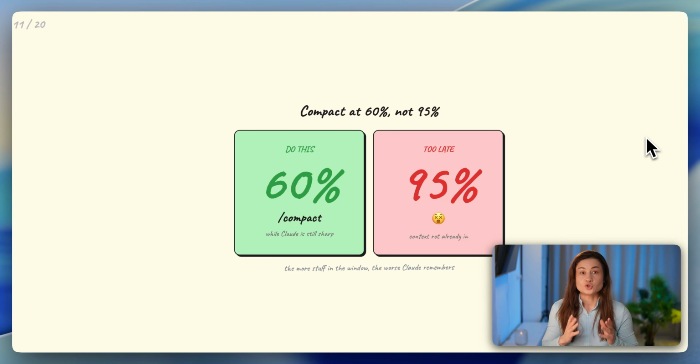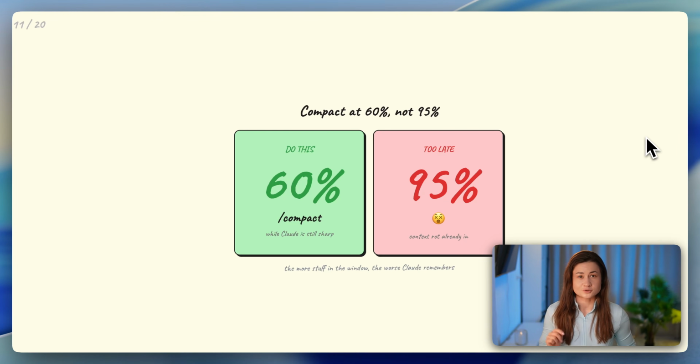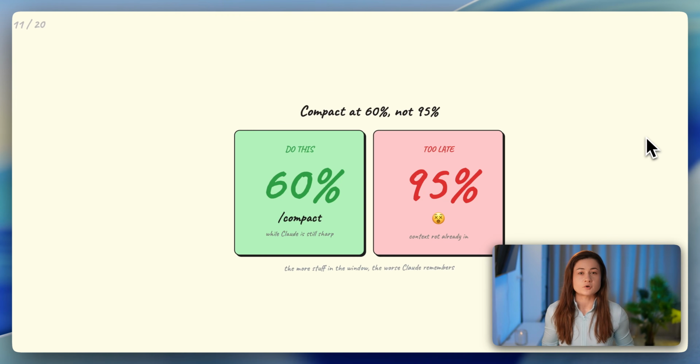Another one is, don't wait until you hit 95% of your context. By then, Claude is already forgetting earlier parts of your conversation. At 60%, type /compact. Claude squeezes everything into a summary and starts fresh.